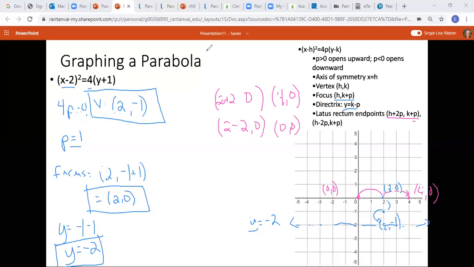Okay, so now we pretty much have what we need to be able to sketch this parabola. You can draw a smooth parabolic curve through these points. You can probably do a better job on your paper than I do on my screen, but that's what we need to do for all of these. So we find our vertex, our focus, our directrix, and our lattice rectum.